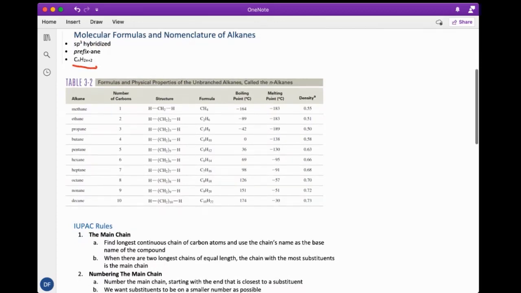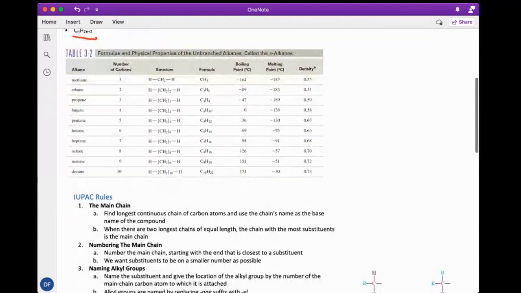So the reason why the boiling point gets a lot bigger is because the longer the chain is, the higher the boiling point is. All right, so let's go over naming.